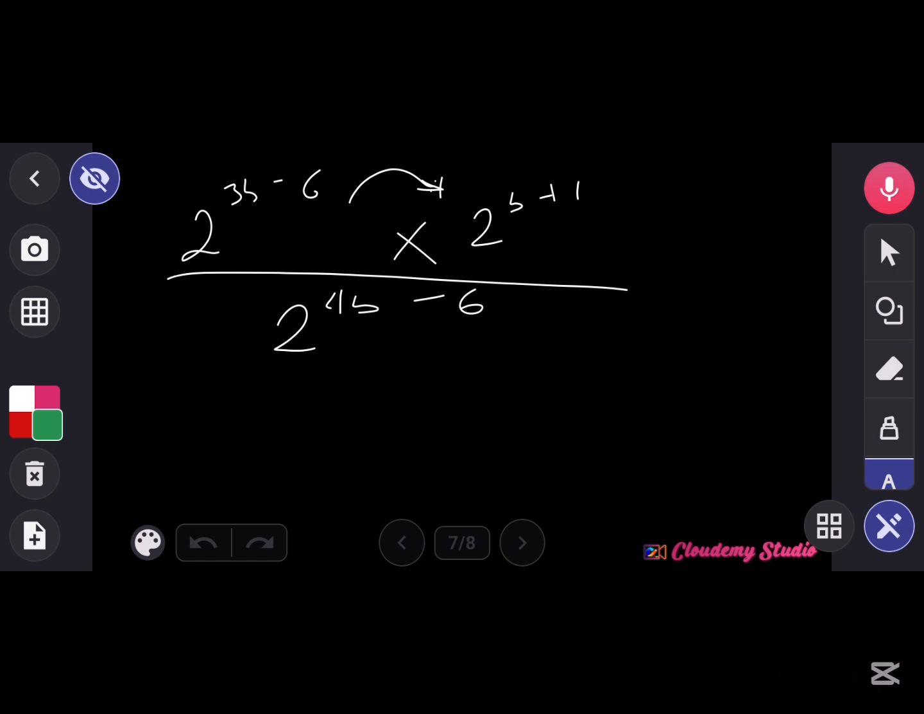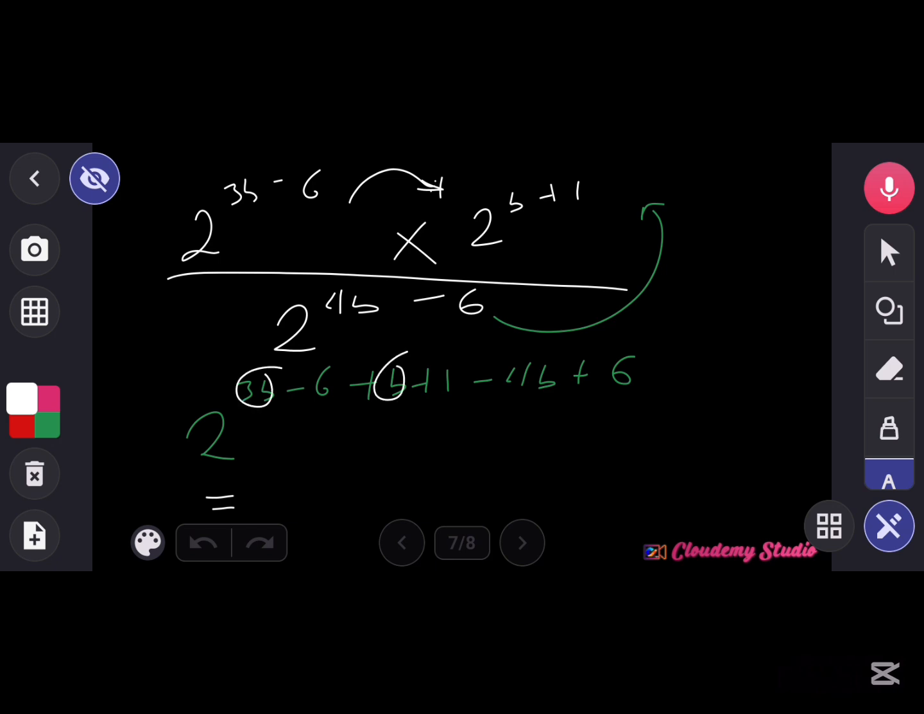You understand? Therefore, we are going to be having what? We are going to be having 2 raised power what? 2 raised power 3b minus 6 plus b plus 1. Then if this one comes up, you understand? It becomes what? It becomes minus 4b plus 6. And we have this. You understand? Now, what are we going to do? We can add all the powers so that we can sort them out. Look at it. Adding the like terms.